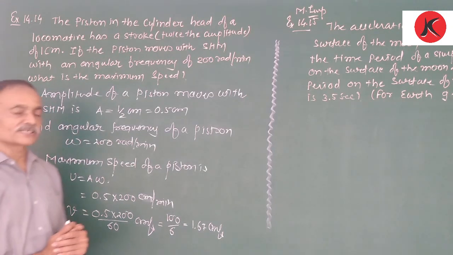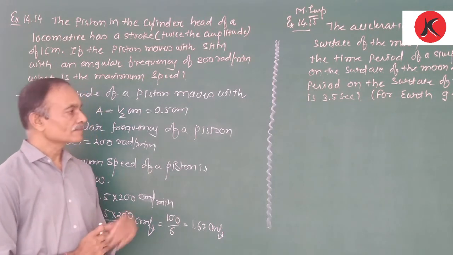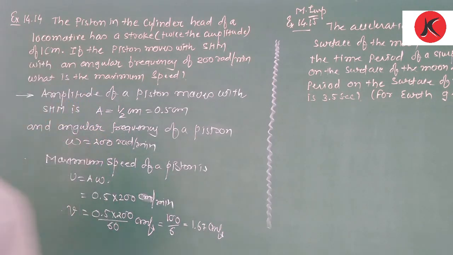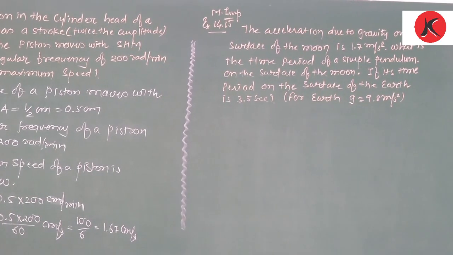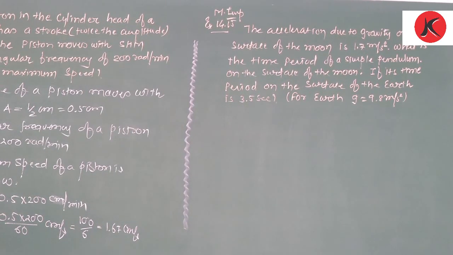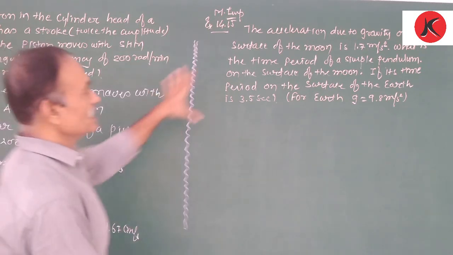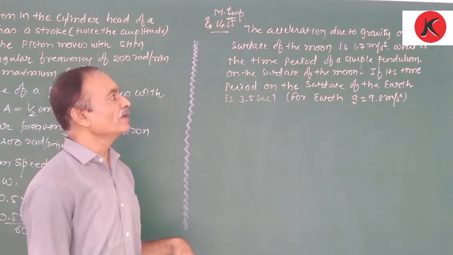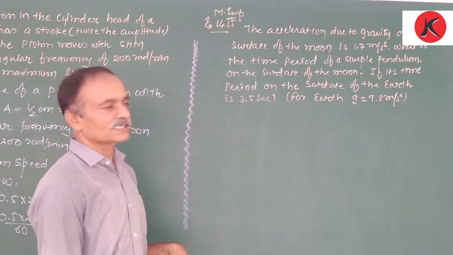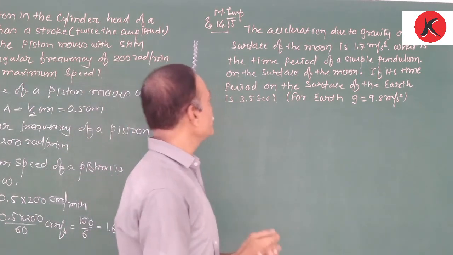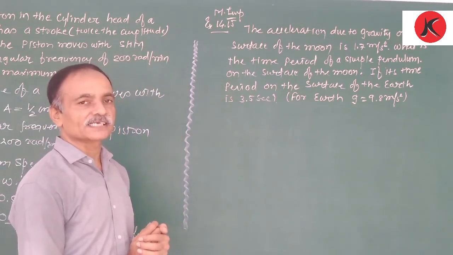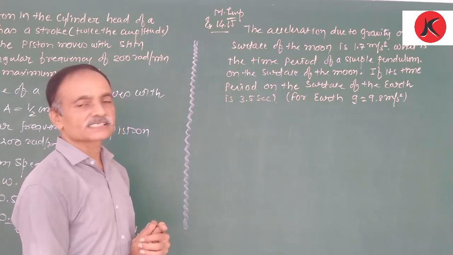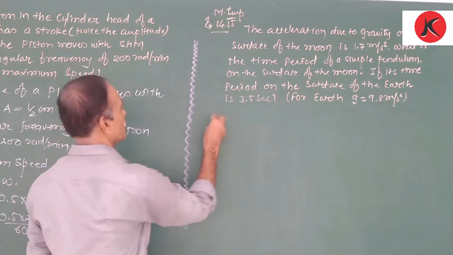Okay. Now the next numerical, 14.15. In 14.15, the acceleration due to gravity on the surface of the moon is 1.7 meter per second square. What is the time period of a simple pendulum on the surface of the moon, if its time period on the surface of the earth is 3.5 second, is given.